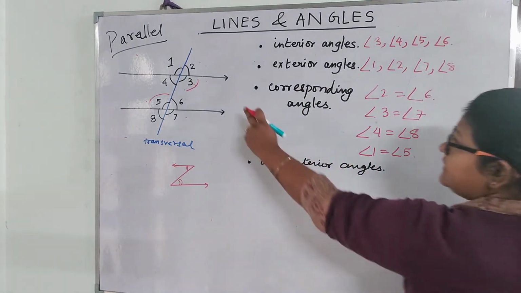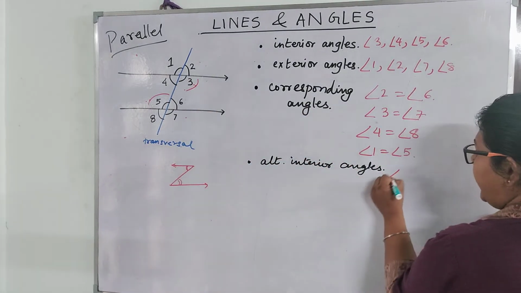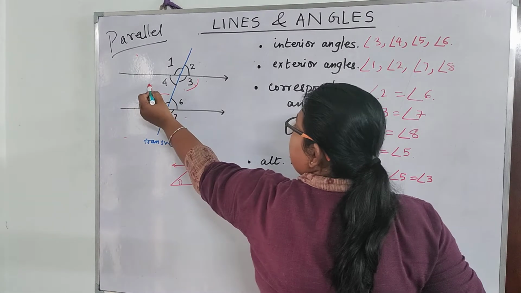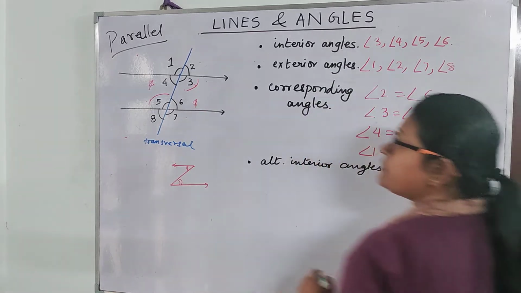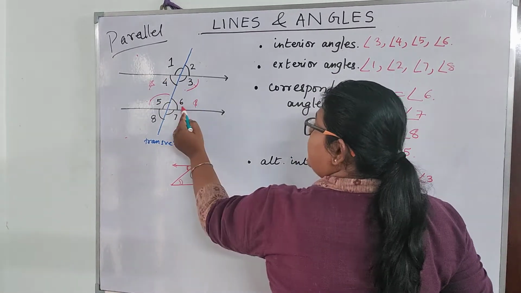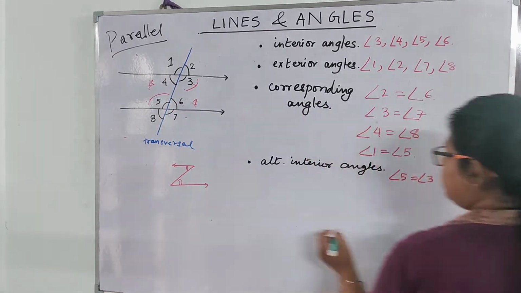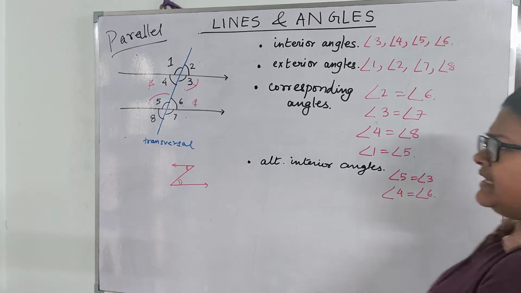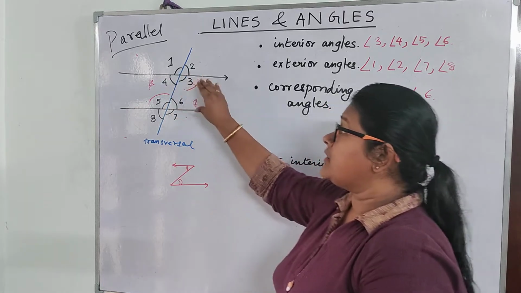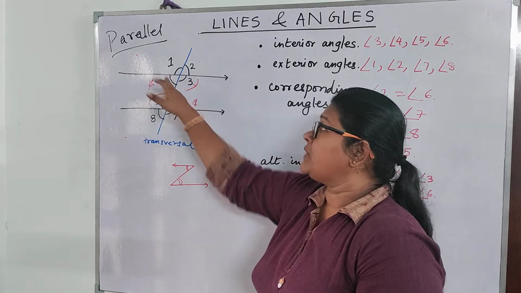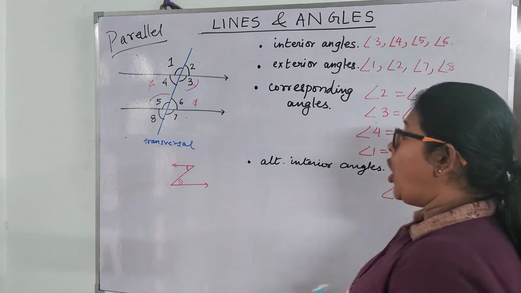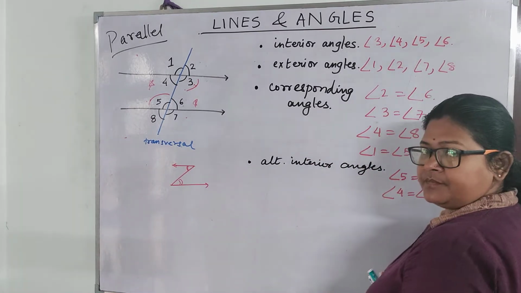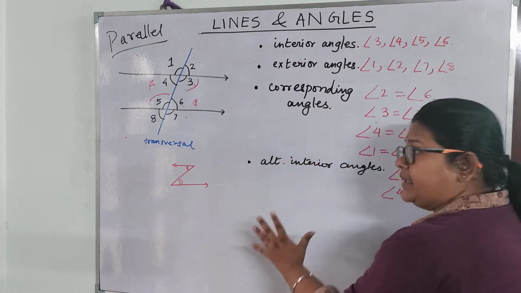So what can I say in this case? Angle 5 is equal to angle 3. And obviously angle 4 and angle 6 will also be equal. This is also alternate. See, can you see this? So I can say angle 4 is equal to angle 6. Is it clear? Interior angles which are alternate to each other are known as alternate interior angles. A Z format. This is about interior.